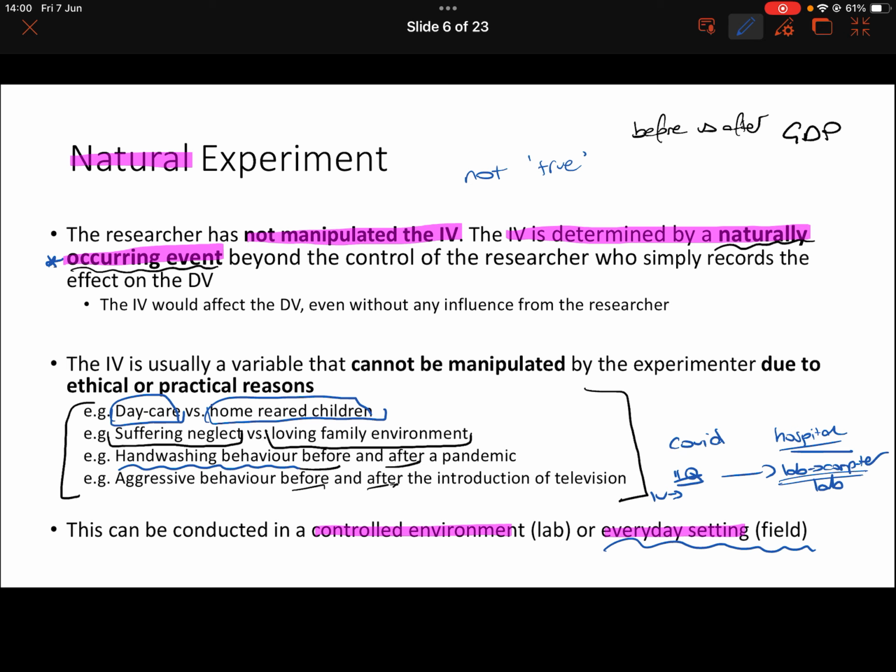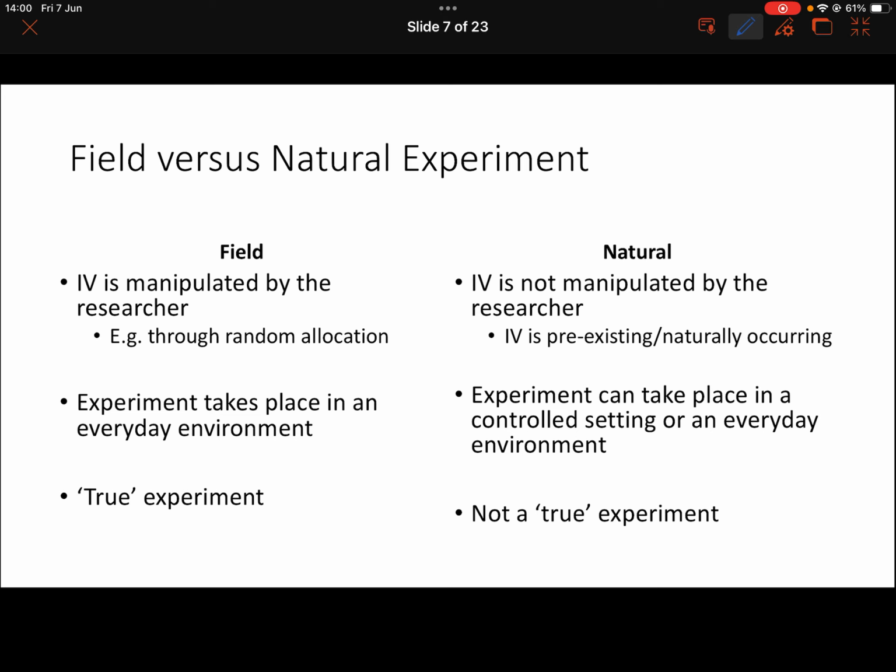So, just a little point of comparison here, because it's really easy and students quite often get mixed up between a field and a natural experiment. The key difference between these two types of experiments is that the IV is manipulated by the researcher in a field experiment, and the IV is not manipulated by the researcher in a natural experiment.